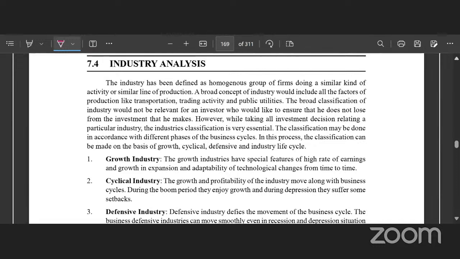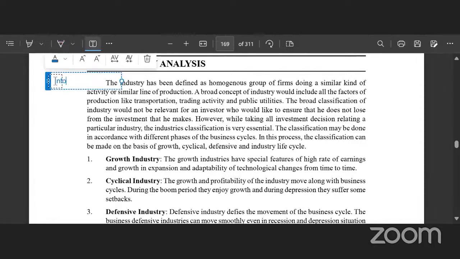So when it comes to industry analysis, an industry has been defined as a homogeneous group of firms. What is the difference between a company and an industry? Suppose you take Infosys. It is a company which is in the IT industry. That's the basic difference between a company and an industry.